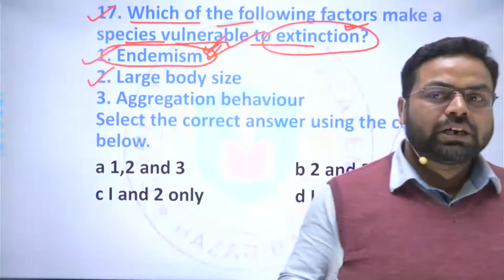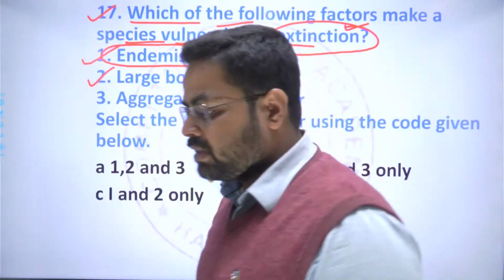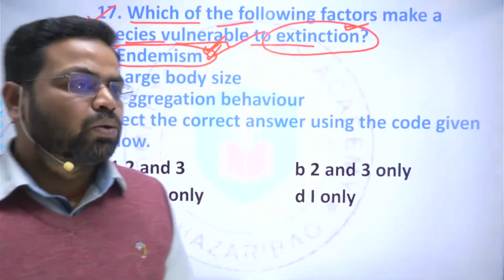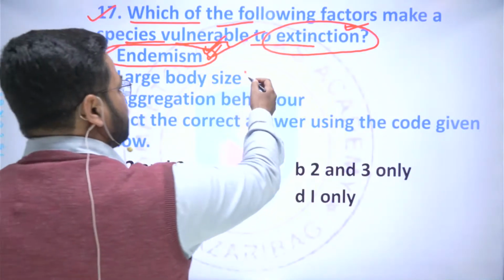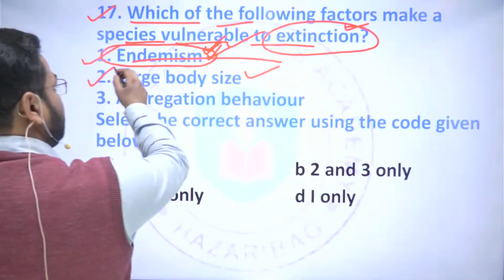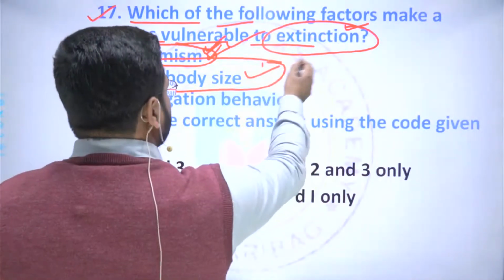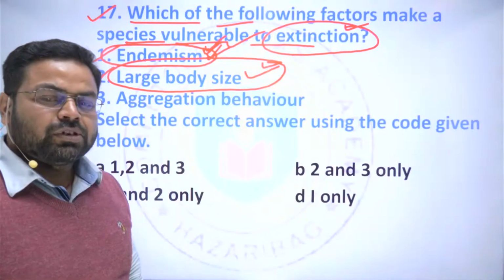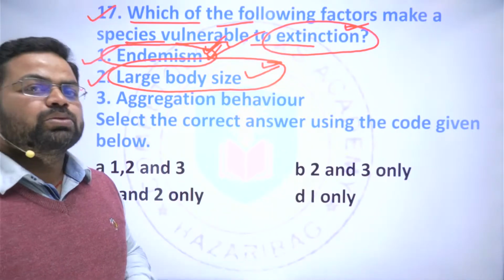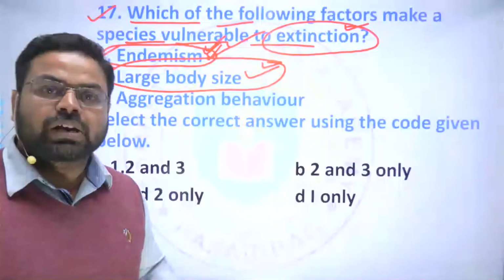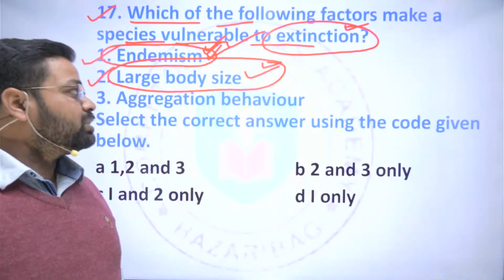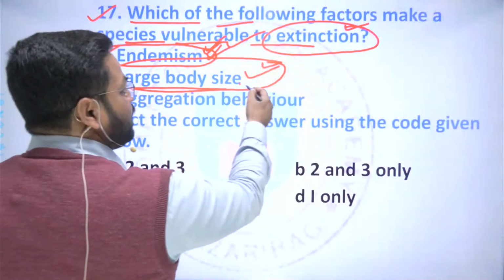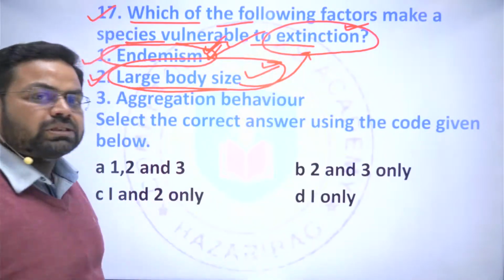Next is large body size. Rhinoceros, elephants, and various other animals, mammals, are nowadays vulnerable or threatened because of large body size, because it becomes very easy to hunt down large size animals. And there is no one more dangerous than human beings in promoting extinction, right? So here large body size again makes them vulnerable to extinction.